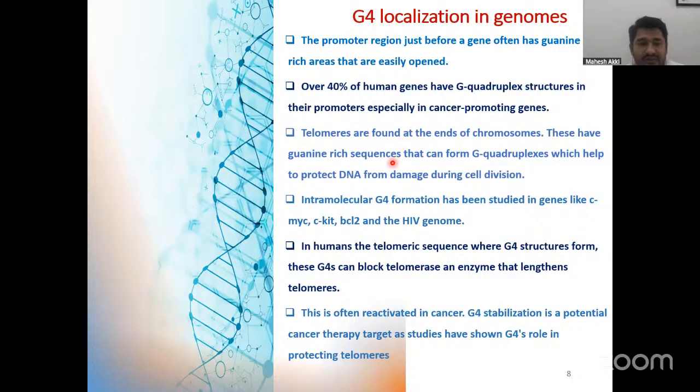One more key location is the telomeres, which are guanine rich repetitive sequences at the end of the chromosomes. Here G4 structures act as protective caps, shielding DNA from degradation and damage during cell division. Intramolecular G4s have also been identified in several important genes. Some examples are c-MYC, c-KIT, BCL2, and in the HIV genome. This is often seen in human telomeric sequences. These G4 structures can block the telomerase enzyme.